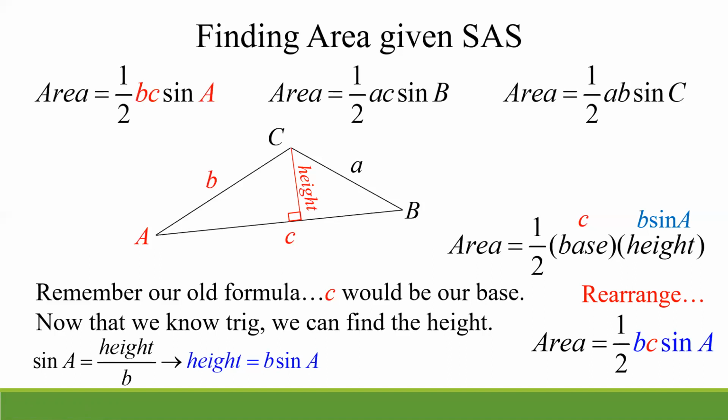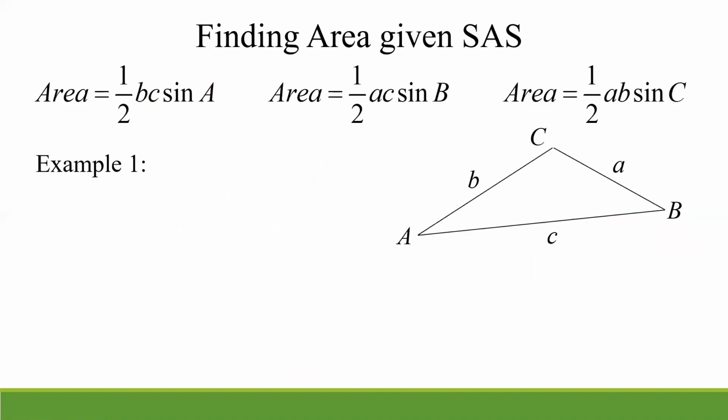So let's get into an example here. This is not going to take very long, I don't think. So example one, let's say I give you angle B is 50 degrees, side A is 12, and side C is 9. So look up there, which of those formulas are you going to use?